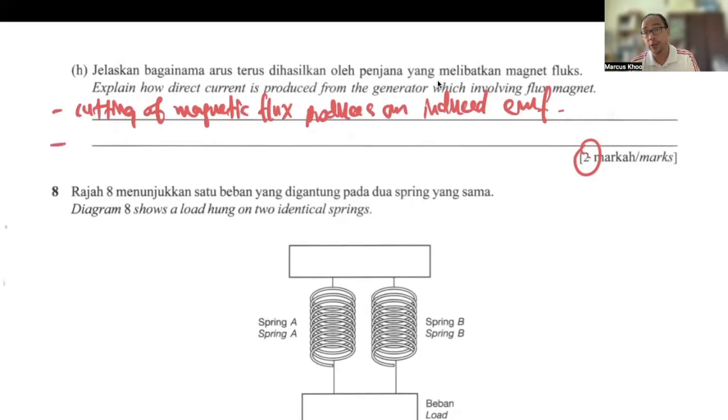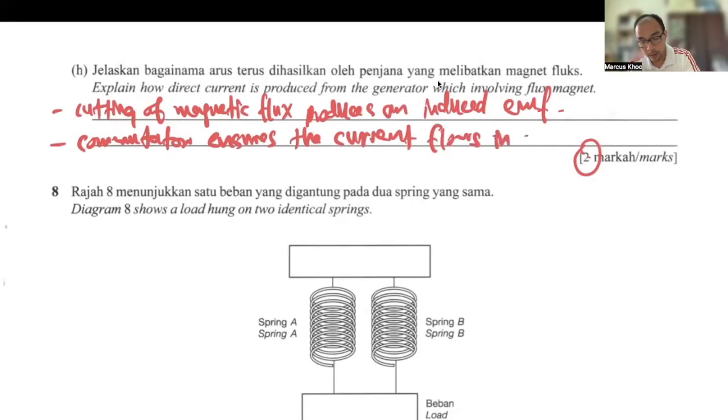Then the second one, you talk about the role of the commutator. The commutator ensures the current flows in one direction only. Because this is the difference between alternating and direct current. Direct current involves a commutator, which makes sure it only flows in one direction only.